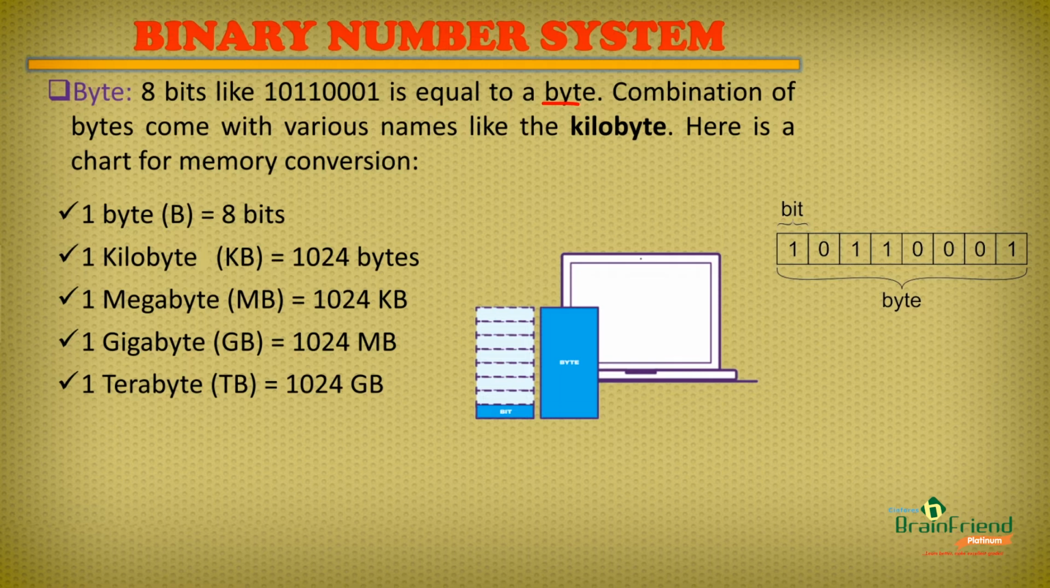Combination of bytes come with various names like kilobytes. Here are some examples. 1 byte is equal to 8 bits. 1 kilobyte is equal to 1024 bytes. 1 megabyte is equal to 1024 kilobytes. 1 gigabyte is equal to 1024 megabytes. 1 terabyte is equal to 1024 gigabytes. Now, let's move on to look at the other number systems.